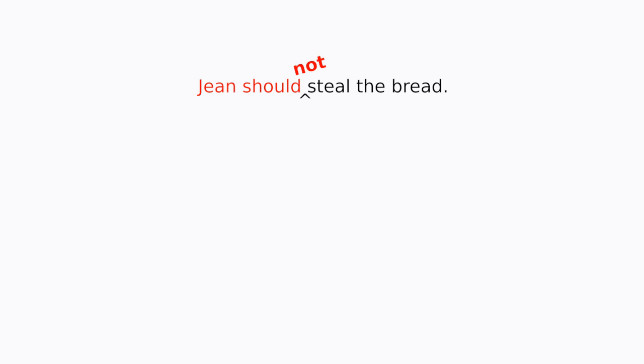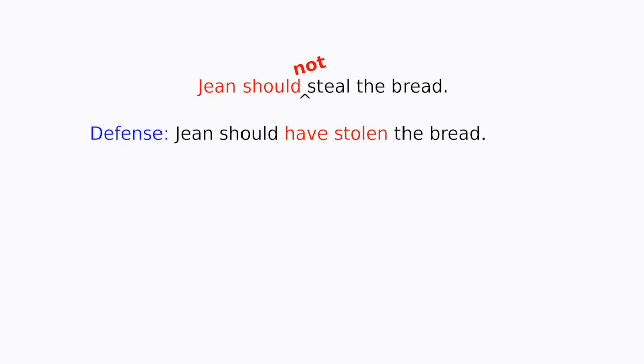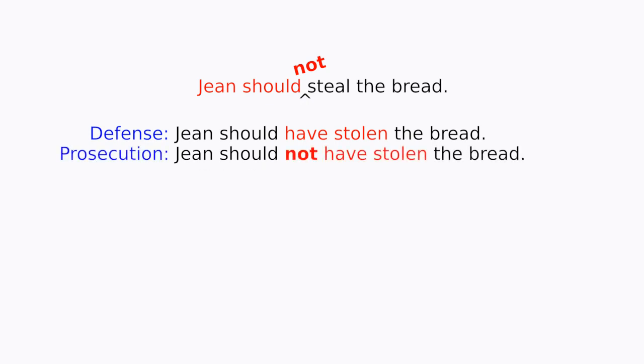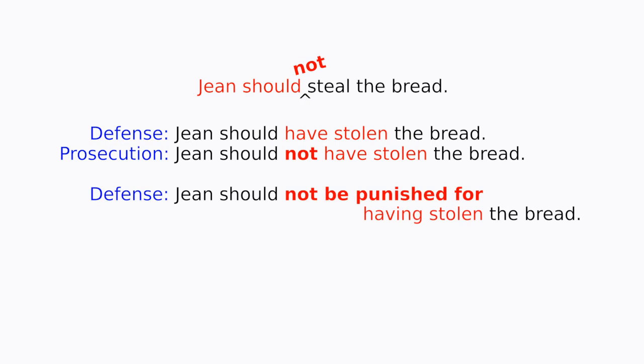But in past tense we have, Jean should have stolen the bread, which represents the defense, in this case, since he did indeed steal the bread. By contrast, the prosecution would be, Jean should not have stolen the bread. This, of course, would be Javert's position, for instance. As a punishment-centric thesis, we'd have, Jean should not be punished for having stolen the bread.